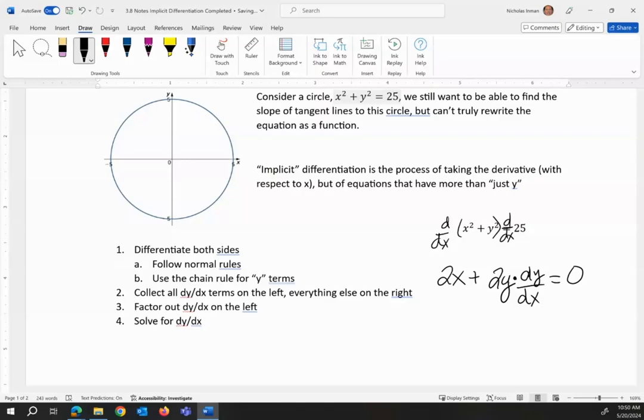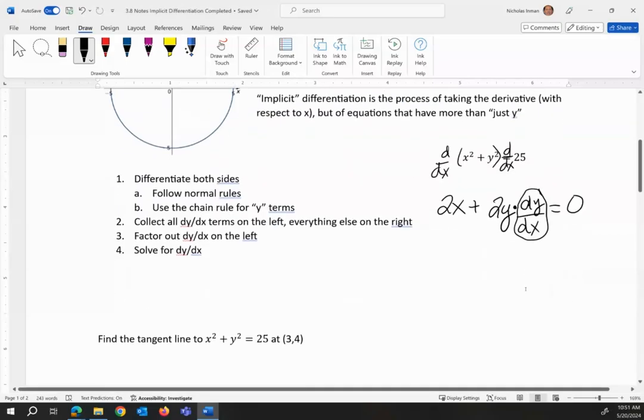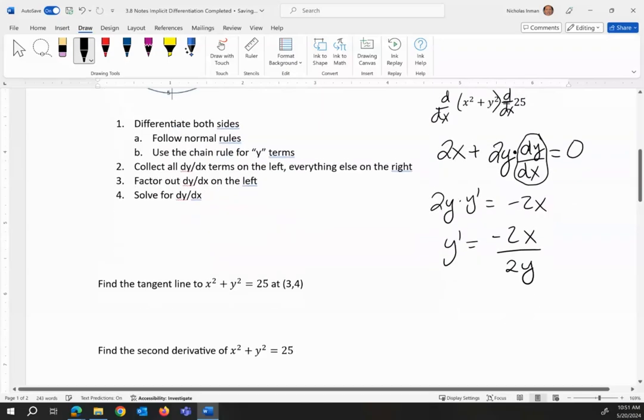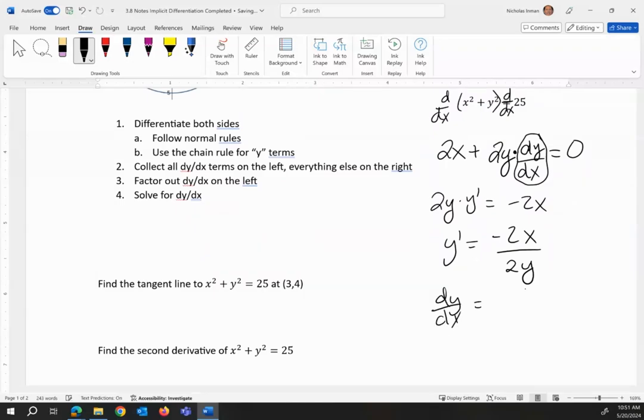Once we're here, the question is, can we do anything to maybe just get this derivative part, this dy dx, this y prime, by itself? Yes, I think we can. I think we can move this 2x to the other side by subtracting it. We can then divide by 2y on both sides. And that is, in fact, our derivative. So y prime, or dy dx, is equal to, the 2's can reduce, negative x over y.